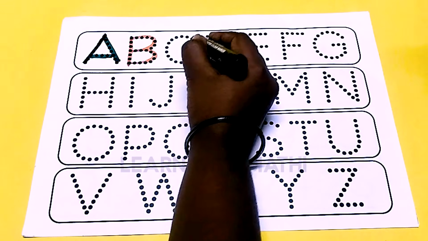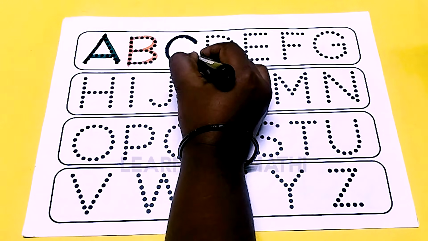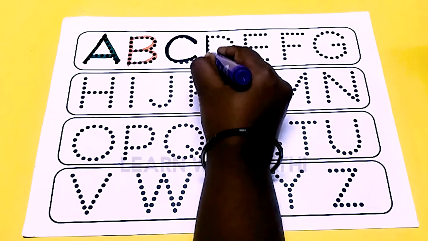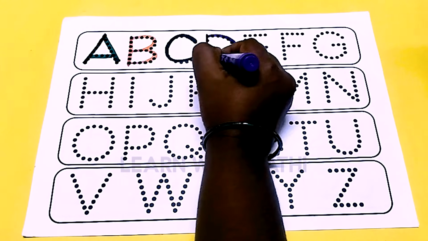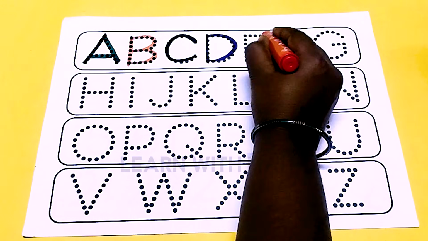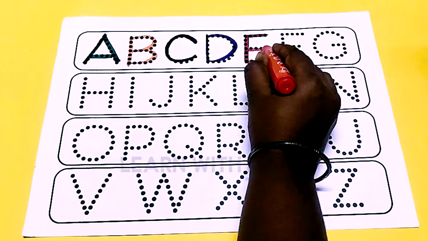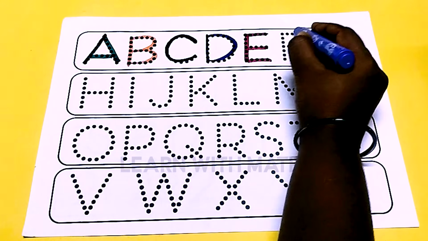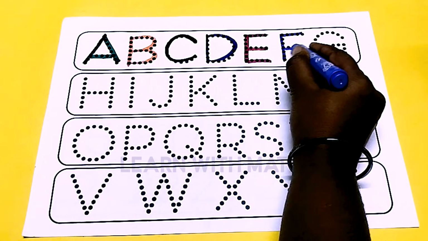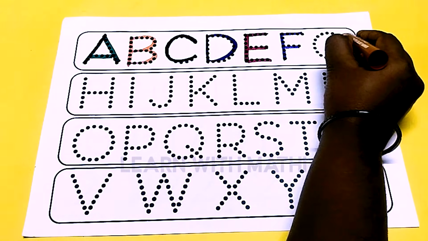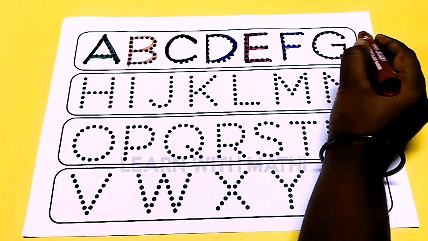This is black color. C for cat. This is purple color. D for donkey. This is red color. E. This is blue color. F. This is brown color. G.